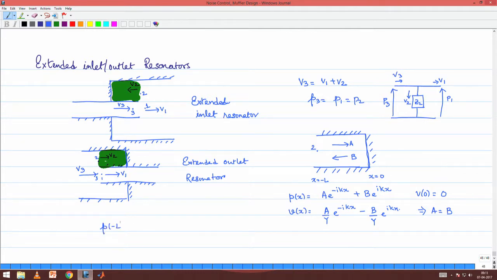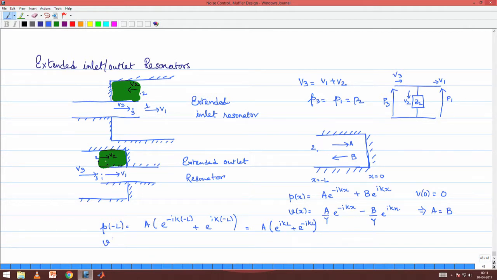So, P at minus L therefore reads as A, which we can pull out, times e to the power minus i k (minus L) plus e to the power i k (minus L). So, that would read as A times e to the power i k L plus e to the power minus i k L. We have already got the result that A is equal to B by putting the condition of rigid termination.